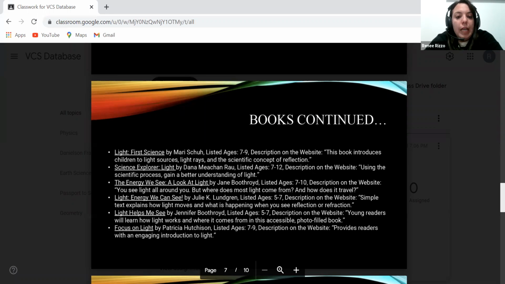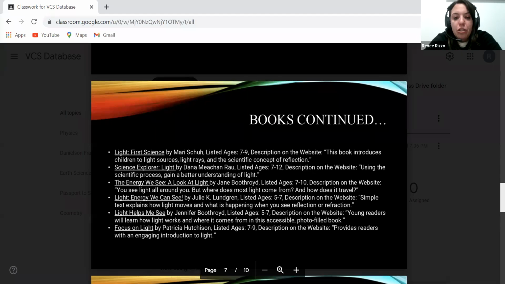Science Explorer: Light by Dana Meachen Rao, listed ages 7 through 12. Description on the website: Using the scientific process, gain a better understanding of light. The Energy We See: A Look at Light by Jane Boothroyd, listed ages 7 through 10. Description on the website: You see light all around you, but where does most light come from and how does it travel?